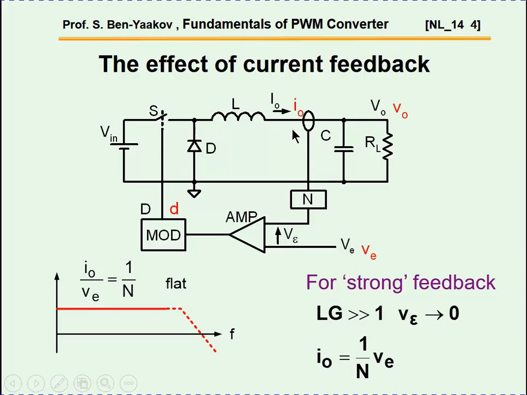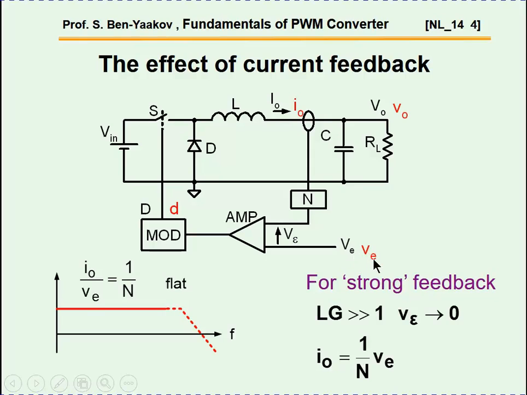So this is a closed loop on the current, and what will really happen is that if the loop gain, that is the gain from here through the amplifier, through the modulator, is indeed very high, much larger than 1, then the error signal here, that is the difference between VE and this return, becomes very, very small. And therefore you might say that I out times N will be equal to VE, and therefore the current is actually controlled to be 1 over N times VE.